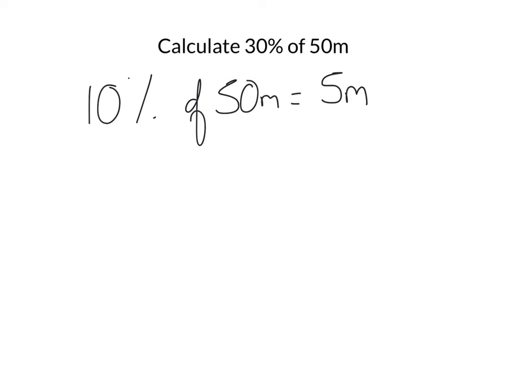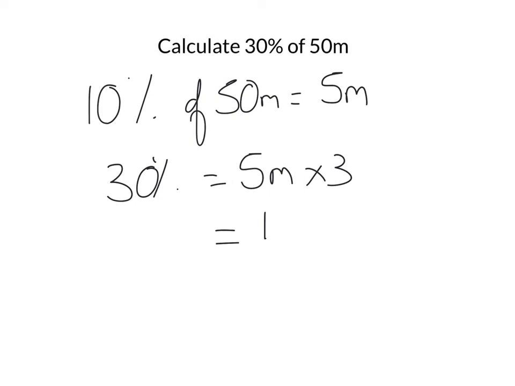Now to get to 30% is going to be 5 meters times by 3. 3 lots of 10% gets me to 30%. Therefore, the answer is 15 meters. So we never go straight to 30%. We find 10% and then multiply upwards from there.